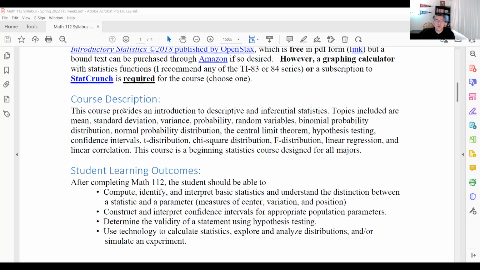Course description. This course provides an introduction to the descriptive and inferential statistics. Topics included are mean, standard deviation, variance, probability, random variables, binomial probability distribution, normal probability distribution, the central limit theorem, hypothesis testing, confidence intervals, t-distribution, chi-square distribution, f-distribution, linear regression, and linear correlation. The course is a beginning statistics course designed for all majors.